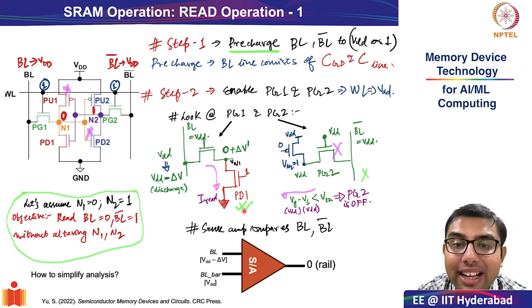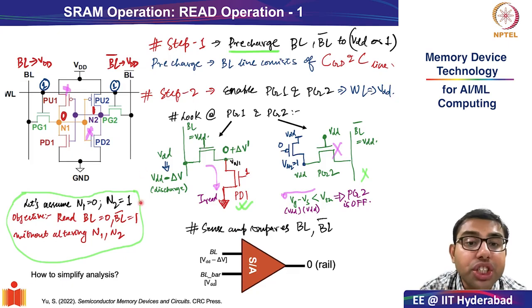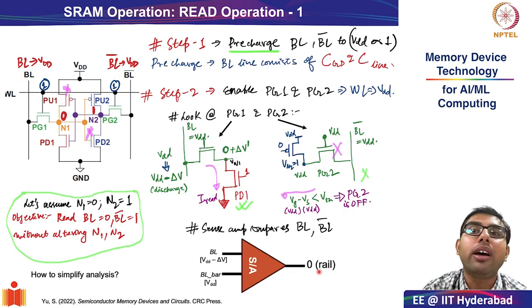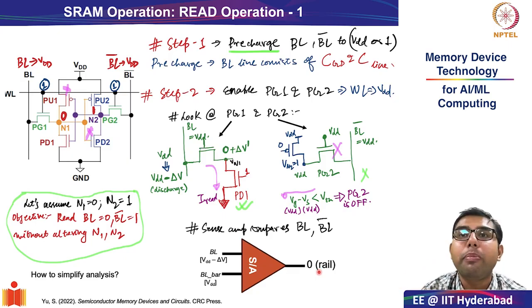This read current was resulting in a discharge of your bit line, and this was picked up by the sense amplifier and pinned to 0. Okay, does that make sense?